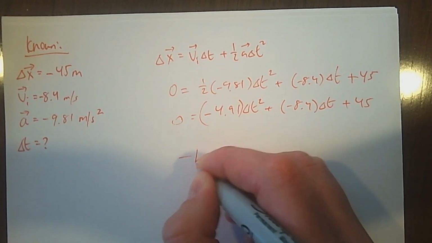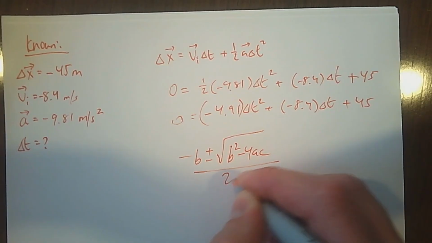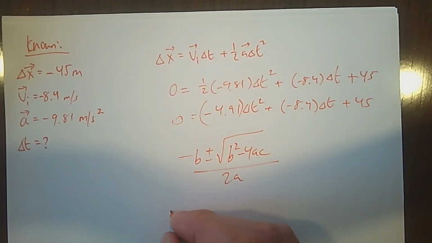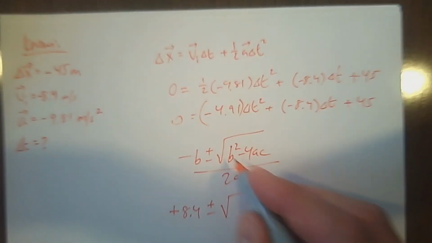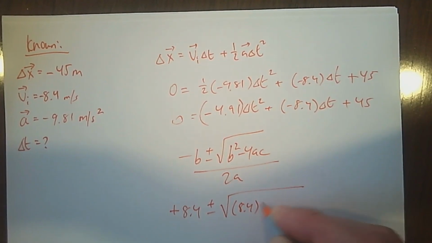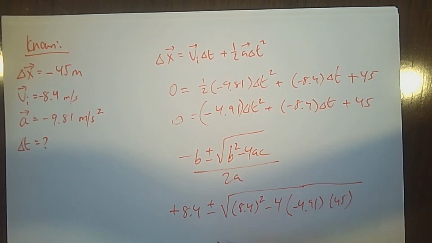So the quadratic formula says negative b plus or minus the square root of b squared minus 4ac, all over 2a. And I can plug it in. Negative 8.4 means positive 8.4 plus or minus the square root of negative 8.4 squared, which is the same thing as 8.4 squared, times minus 4 times a, which is negative 4.91, times c, which is 45. And that's all over 2 times negative 4.91.